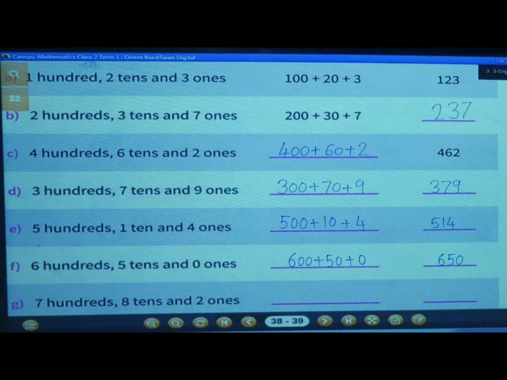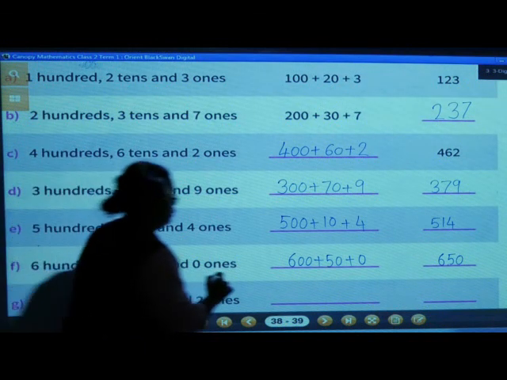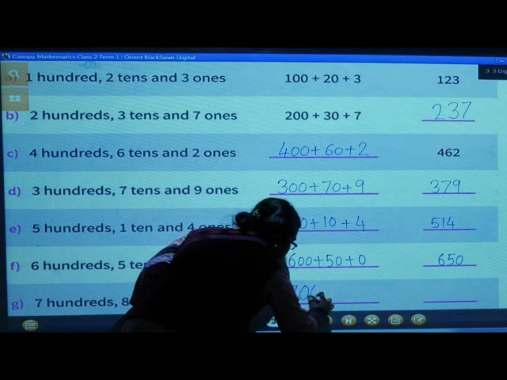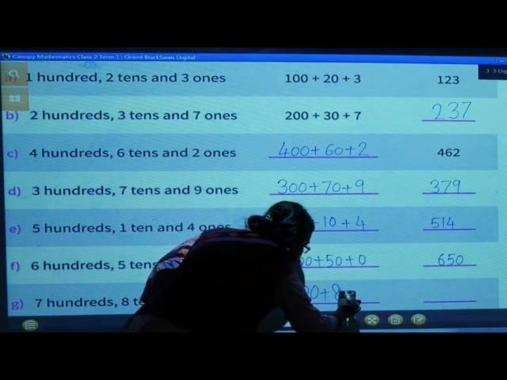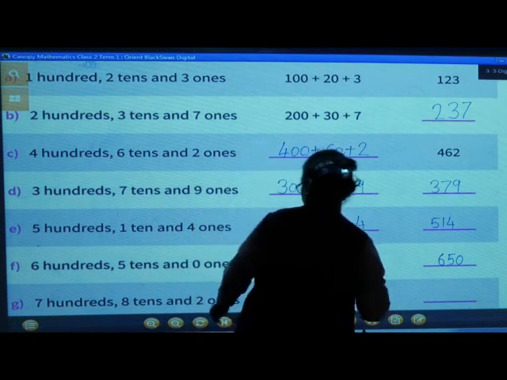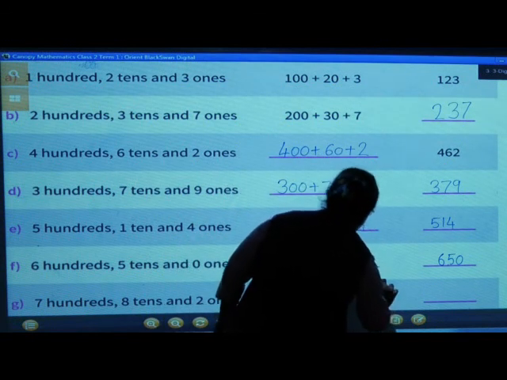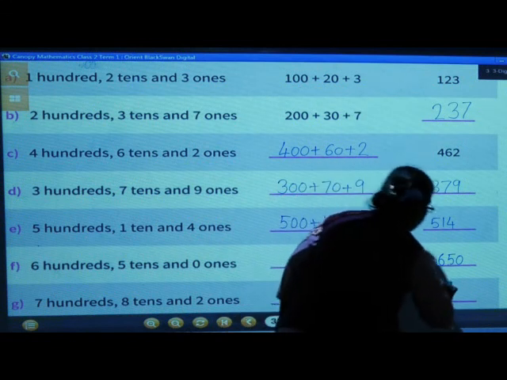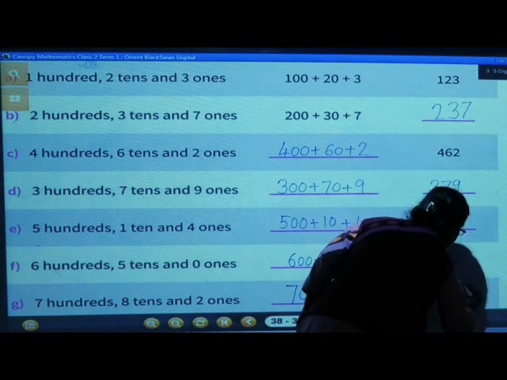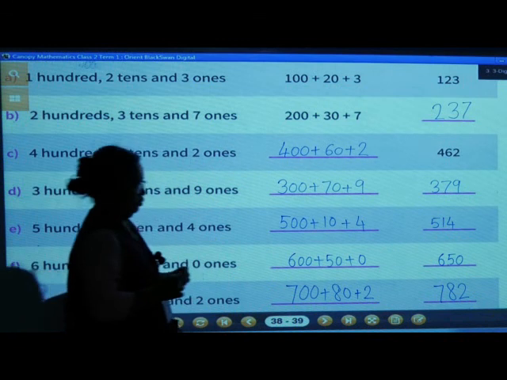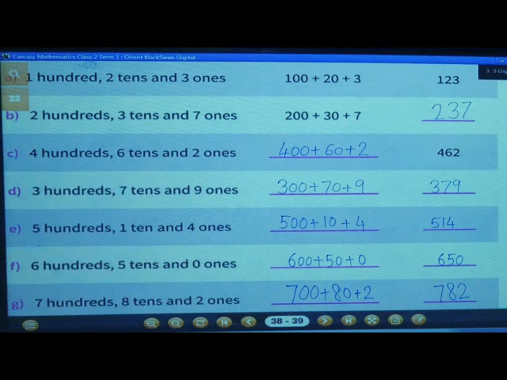Take down fast. Write down, children, with me. Then G1, 7 hundreds, 8 tens and 2 ones. 700, 8 tens plus 2 ones, that is 782. 782. Come on, write down this, all children.